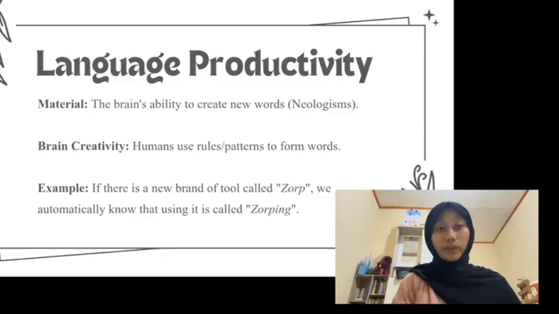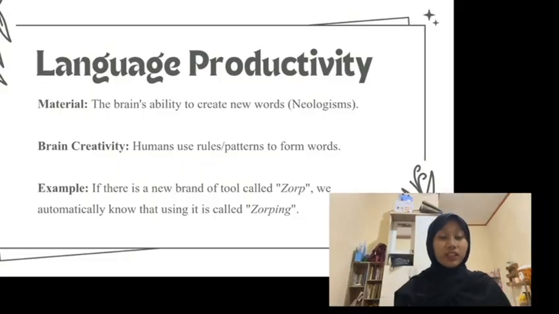Here I will explain topic A part 2, which is language productivity. Language productivity is the ability of humans to create and understand new words using the rules of language. In linguistics, new words are called neologisms. This means we do not memorize every word one by one. Instead, we use patterns to form and understand new vocabulary. Because of this, language is dynamic and always developing.